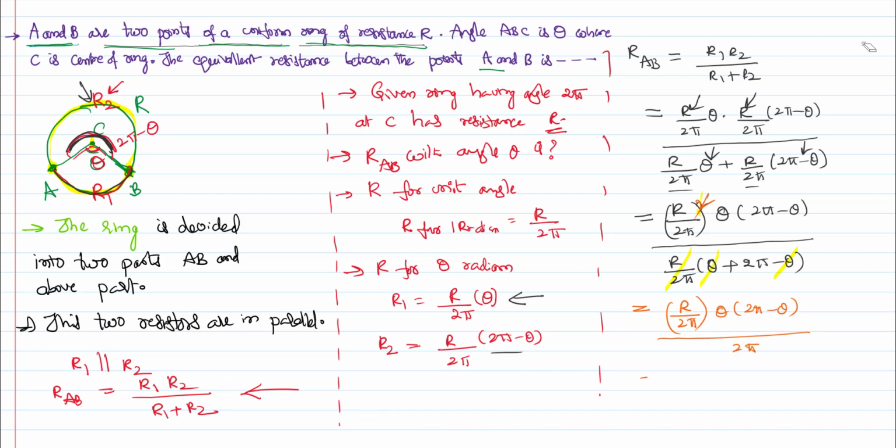So if you rearrange the terms, resistance between the points AB is R by 2 pi, and this 2 pi comes to the denominator. Here is another 2 pi. So R theta into 2 pi minus theta divided by 4 pi square is the effective resistance between the 2 points of a ring. That's how we have to solve the problem. That's it.